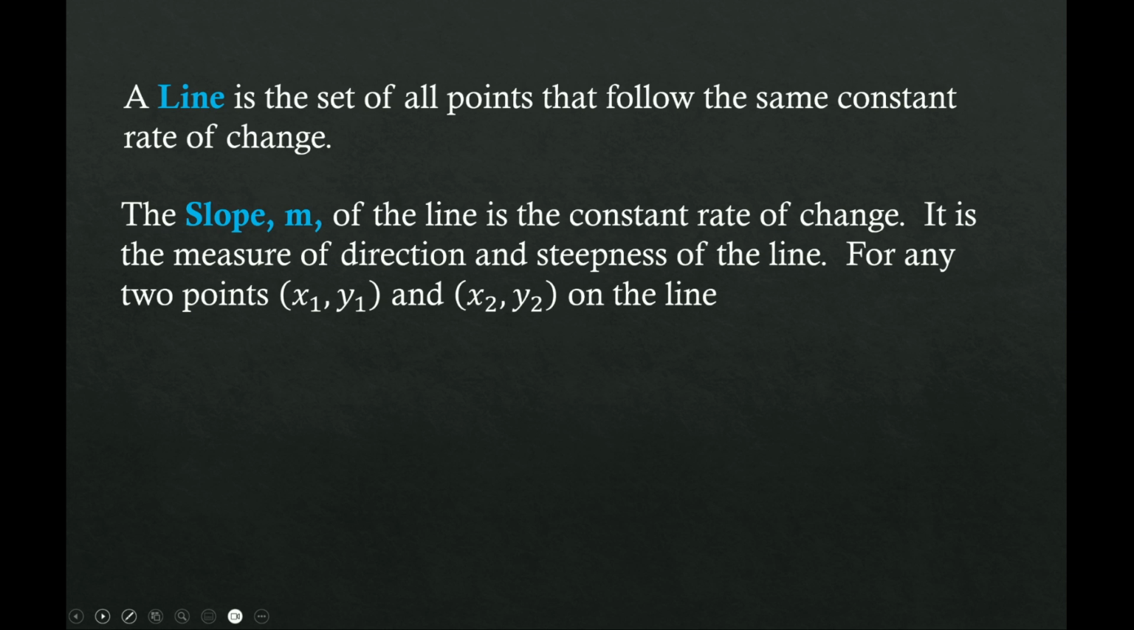For any 2 points, x sub 1, y sub 1, and x sub 2, y sub 2 on the line, the slope can be found by thinking about the rise over the run, where the rise is the change in y's, which is y sub 2 minus y sub 1, and the run, which is the change in x's, is the x sub 2 minus x sub 1.